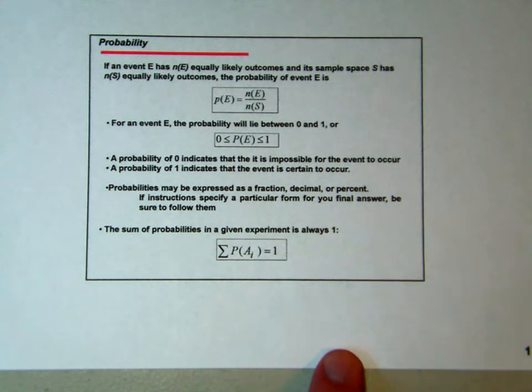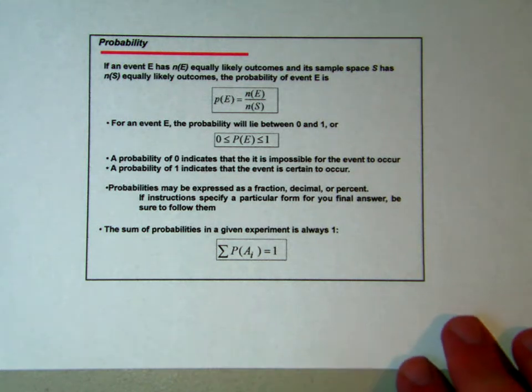In general, probabilities may be expressed as fractions, decimals, or percents. If there's not a form specified in the instructions, it's your call in terms of how to answer it. As always, with anything else we do in this class, if the instructions specify the answer should be written in a certain form, then write it in that certain form.